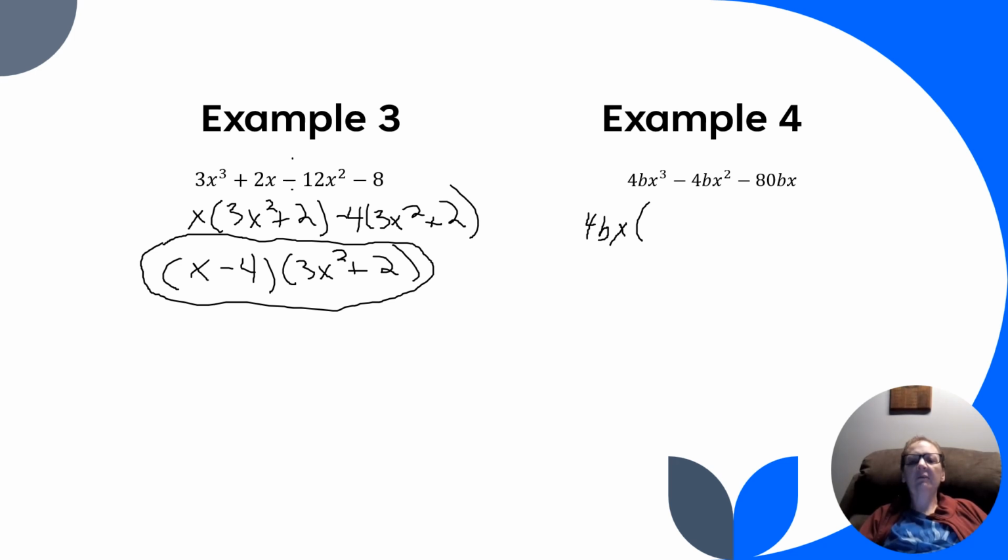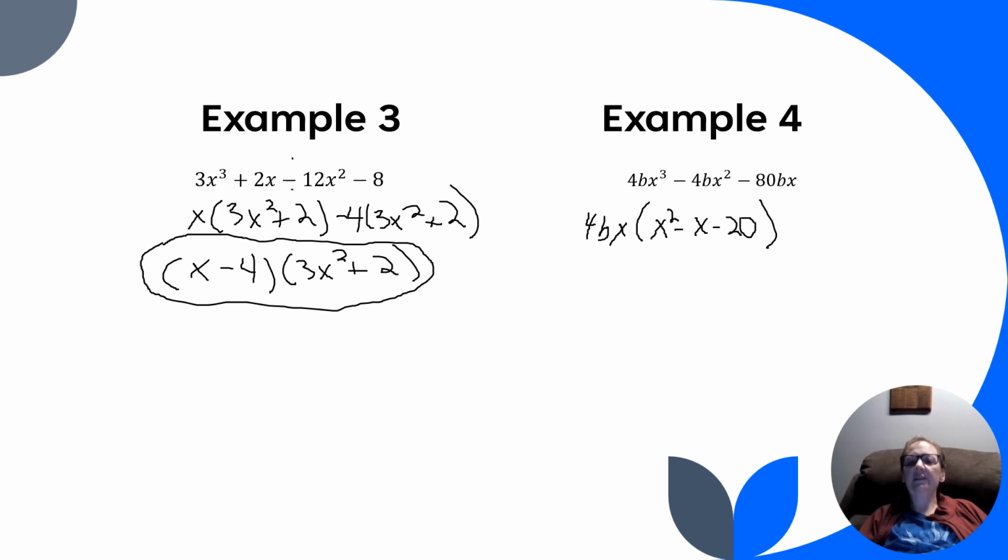So what am I left with? Out of this first term, the 4 and the b cancel. I'm left with an x squared. Out of the second term, the 4 goes out, but leaves a -1. The b goes out, and I'm left with an x. And then my 80 divided by 4 is 20. It'd be negative because the 80 is negative. And the b and the x both are gone.